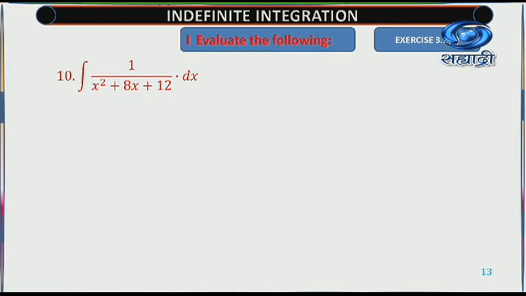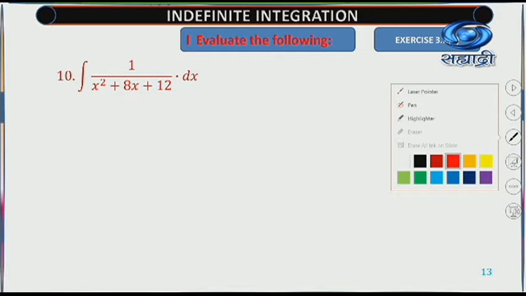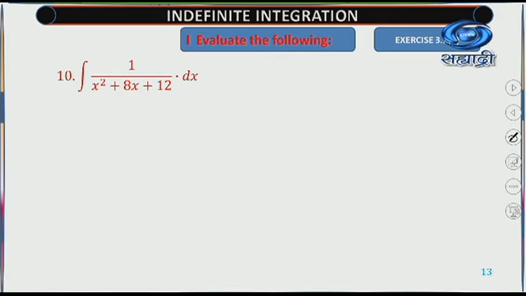In the last lecture we discussed this type of example. What we have to do is complete the square for the denominator. To complete the square, we have to consider the quadratic expression we have: x square plus 8x plus 12. Now think about the middle term, that is x square plus 2 into 4 into x plus 12. Now you want 4 square here.